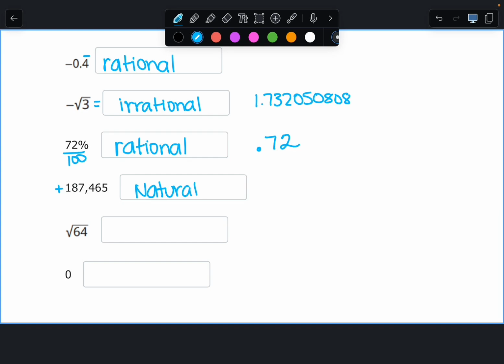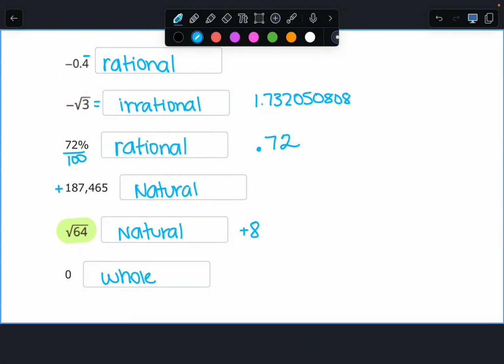All right. Square root of 64. You see a square root, but every single number that is not in decimal form, you change it to a decimal. So what is the square root of 64? 8. And 8 is a what? A positive whole number, or a positive number without a decimal, making it natural. 0 has its own category. That one's going to be whole. Good.